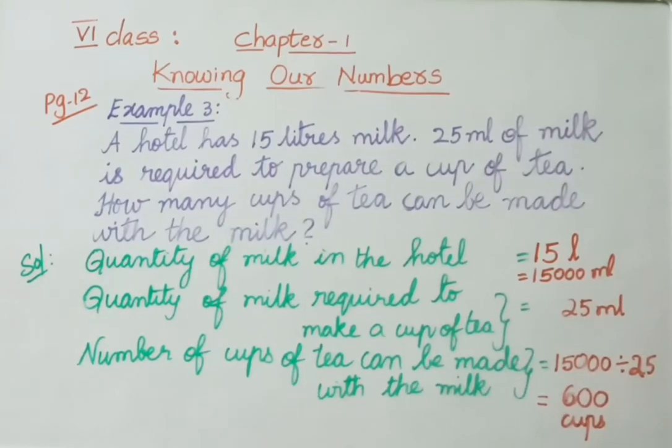So in this sum what we have done: 15 liters of milk is given, and to make a cup of tea 25 ml is required. To make both the same units, we convert 15 liters to ml. 1 liter means 1000 ml, so 15 liters means 15 into 1000, 15,000 ml. When we divide these both, we got the answer 600. So how many cups of tea can be made from 15 liters of milk? That is 600 cups. Now let us see exercise 1.5.